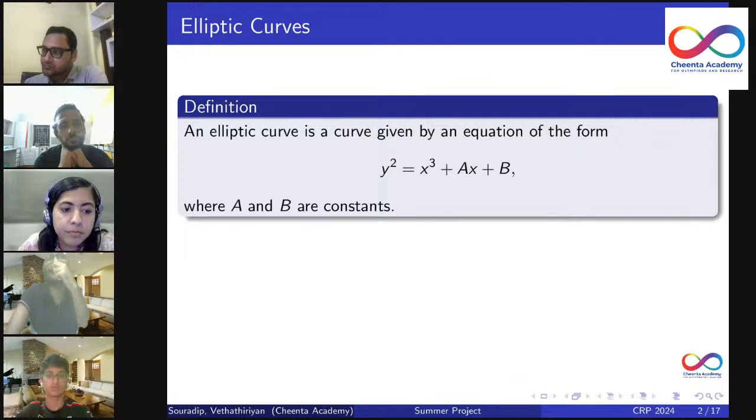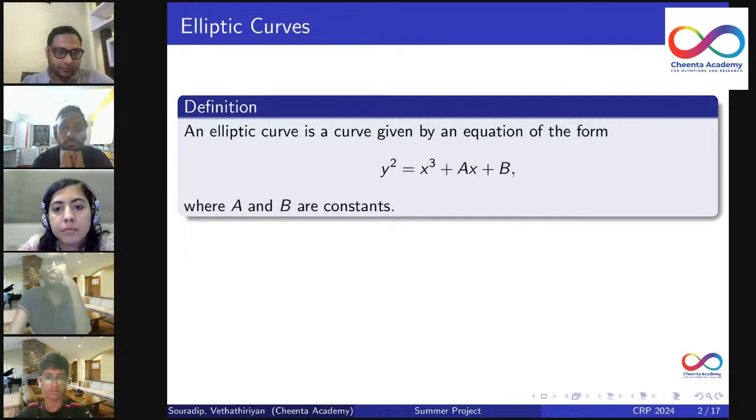to receiver. To start off with, in the first slide, we have the definition of an elliptic curve, which states that it is a curve that follows a specific equation of the form y squared equals x cubed plus ax plus b, where a and b can be any constants.